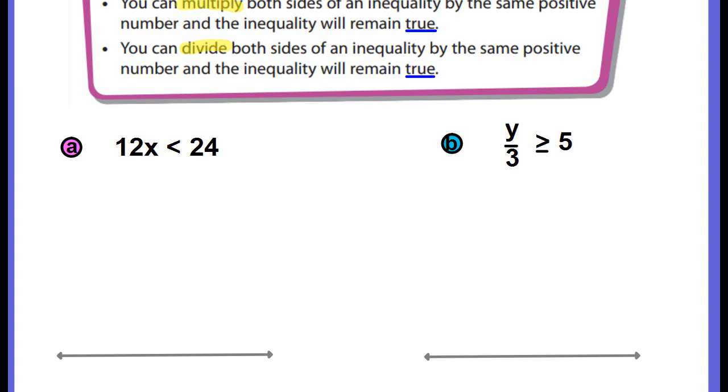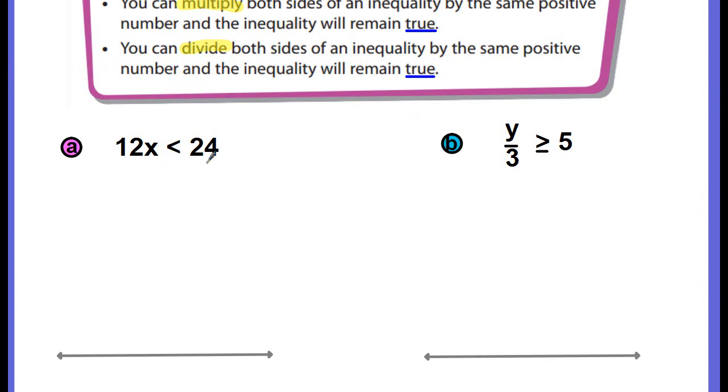Now, if we wanted to solve this mathematically without models, we can do that by using the multiplication and division properties of inequality. And these properties are the same as the addition and subtraction properties of inequality. You can multiply both sides of an inequality by the same positive number and the inequality will remain true. And you can divide both sides of an inequality by the same positive number and the inequality will remain true. So let's do a couple of examples.